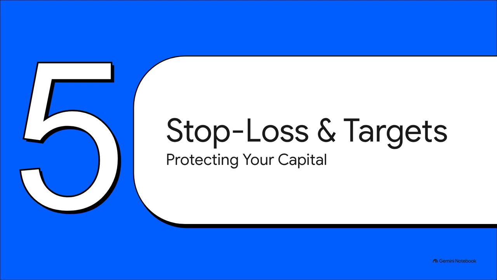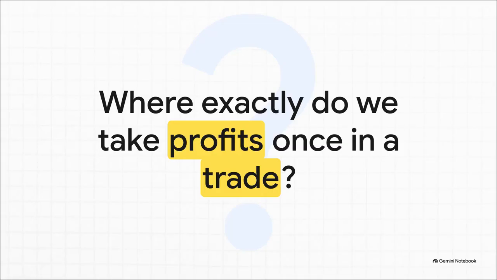All right, final section. Section 5, stop loss and target management. Let's protect that capital. Because let's be real, entering perfectly means absolutely zero if you don't know how to manage your exits. So where exactly are we taking our profits once we're in the trade? The answer is beautifully simple. We do not use those arbitrary fixed risk-to-reward ratios. Instead, we mechanically target the exact opposing engineered liquidity pools that we found earlier in our higher time frame funnel.